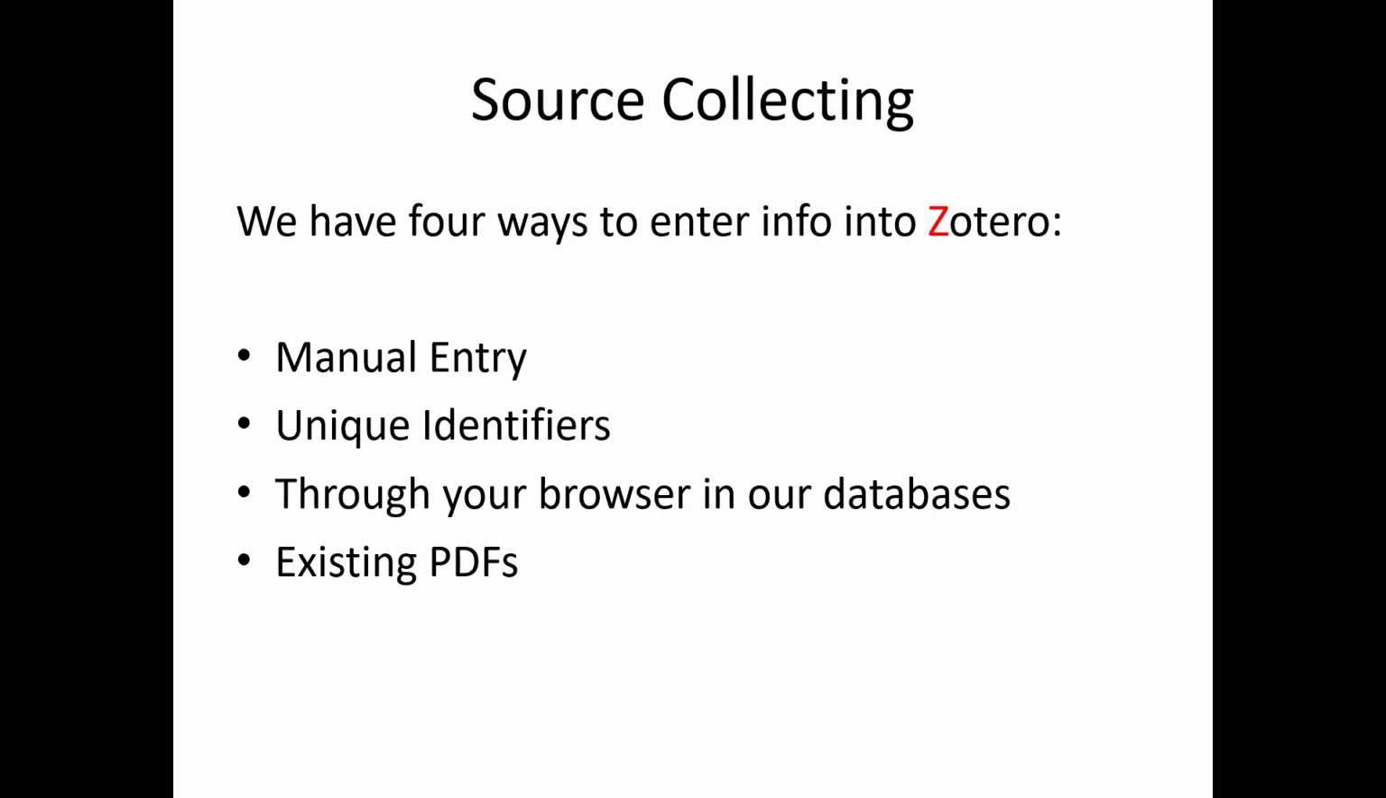The most common option you're going to engage with is your browser, using that little plugin to grab material from our databases as you discover it. And finally, if you already have PDFs of material you've already found, you can usually drop those in, and assuming it is a PDF file of a certain format and type, usually with OCR data and recognizable unique identifiers, Zotero can find the record and build it for you. I'm going to show you those first three: manual entry, unique identifiers, and grabbing stuff through our browser.